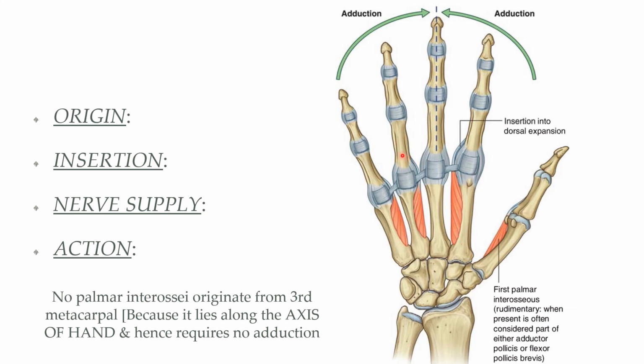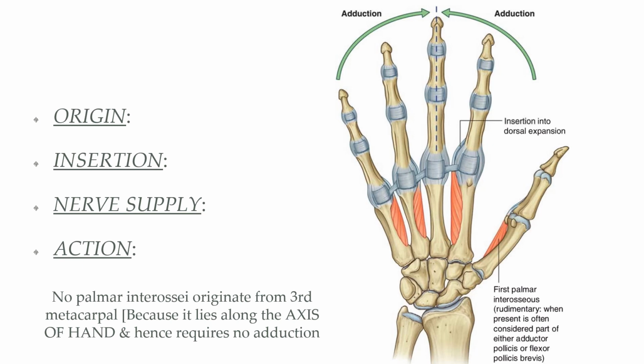dorsal digital expansion. Coming to the nerve supply of palmar interossei, all the palmar interossei get their nerve supply from deep branch of ulnar nerve. Their action is to bring about adduction of the digit. The axis of this movement passes through the third digit.